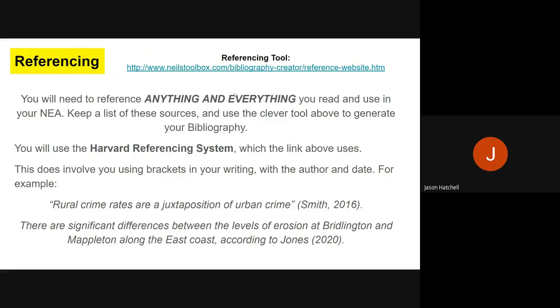Remember, keep using PEEL paragraphs, keep them as detailed as possible, and keep using the data as much as possible. I hope you found that useful, and good luck with your analysis writing.